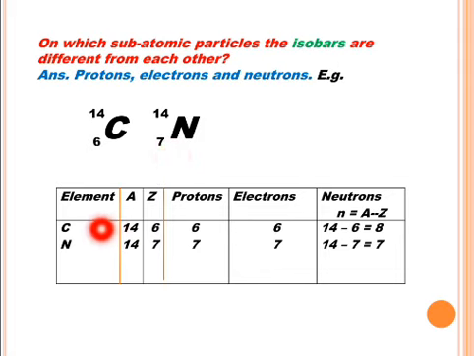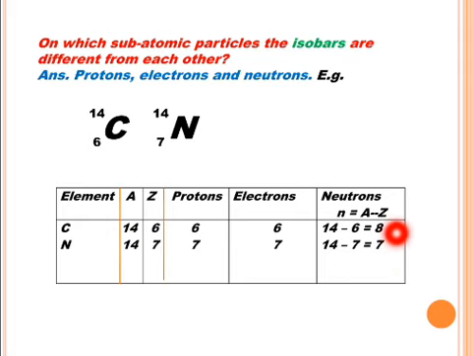Now let us see the element carbon with atomic number 6 and mass number 14. The number of protons is 6, the number of electrons is 6, and the number of neutrons is calculated by subtracting the number of protons from the mass number, and it comes out to be 6. Nitrogen with mass number 14 and atomic number 7 has 7 protons and 7 electrons, and the number of neutrons, calculated by subtracting the number of protons from the mass number, comes out to be 7.